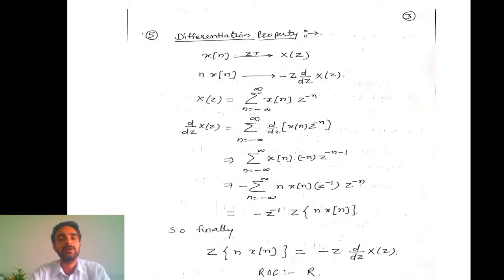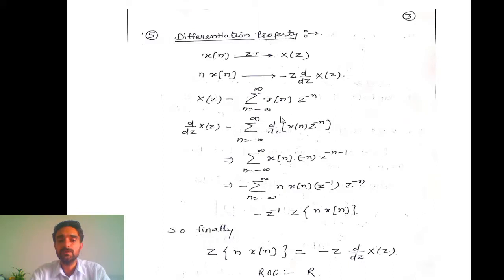So if the Z transform of x of n is x of z, then the Z transform of n multiplied by x of n is equal to minus z d by dz of that x of z. If x of z is given to you, then just differentiate that x of z and multiply by z, then you will find the time domain signal.